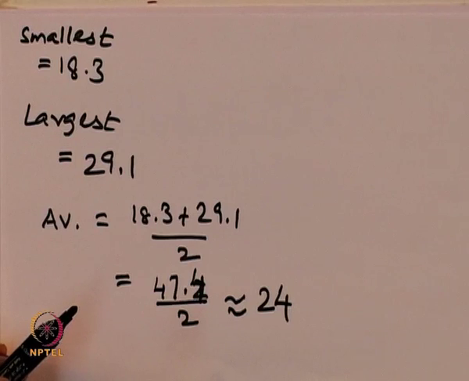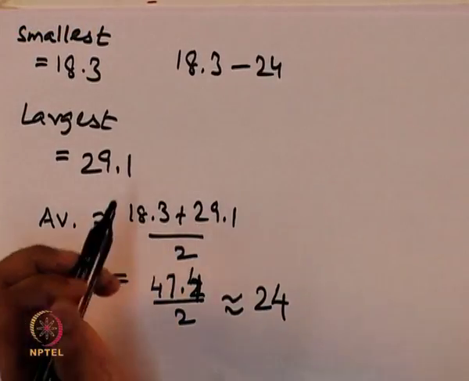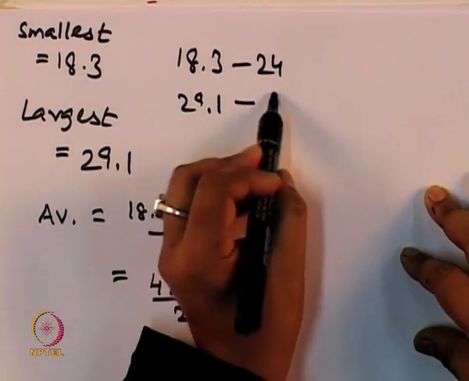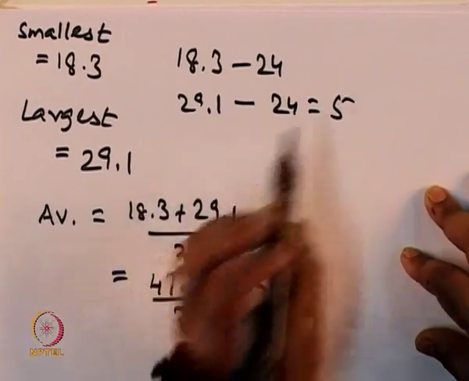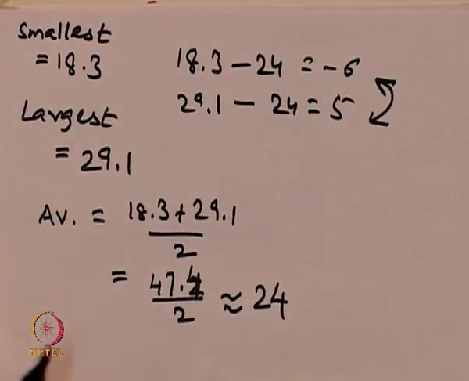So, you can then add it up. If I look at this score again, my 18.3 will give me a value of 18.3 minus 24, while 29.1 minus 24 will give me roughly 5, and the first will be roughly minus 6. So, you see that if I add these two numbers up, I will get a value which is close to 0. In this way, we can make use of transformations to make our life a lot easier, particularly when we are not working with a calculator.